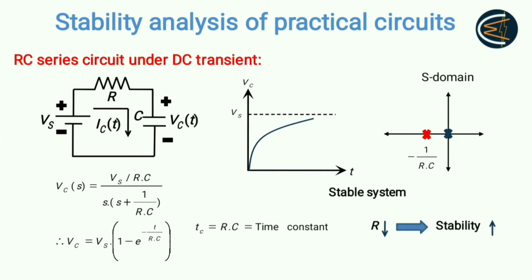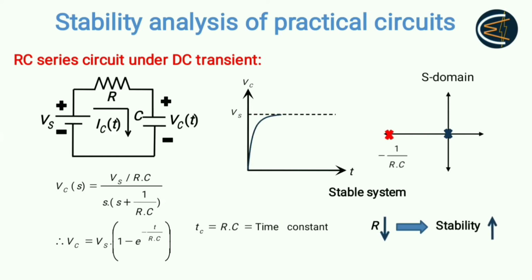Now let's say you keep on decreasing the resistance. What will happen? It will keep on going away from the j omega axis, and it will also change its response, because if you decrease the resistance, the time constant will also decrease. In that case it will reach the steady state faster. That means its stability is improving. It also indirectly means the response will reach its steady state faster.